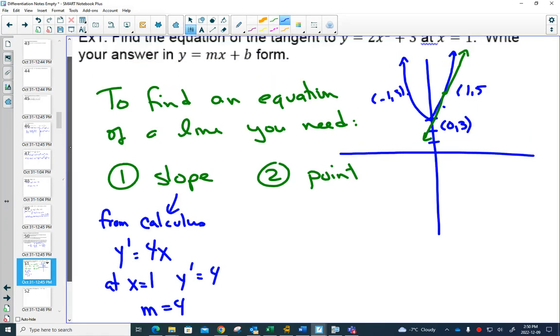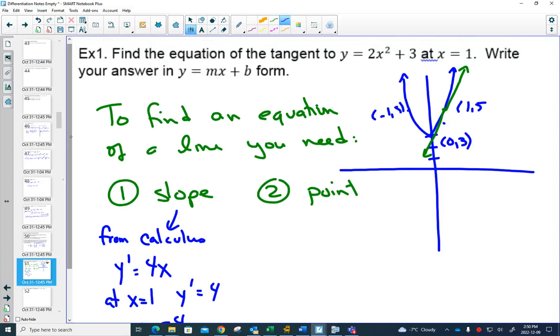Now, I cheated a little bit because I graphed it already, but the point had to be 1 comma something, because we're finding the derivative at x equals 1. The reason I said I cheated is when I graphed it, I accidentally found the y coordinate really easily. But it's not hard to find a y coordinate of a point. If x is 1, what could you do? You could plug in 1 into the equation and easily find out that that point was 1 comma 5.